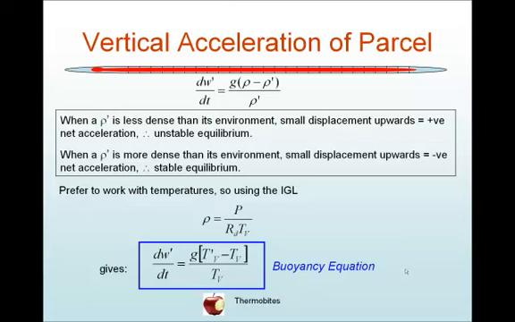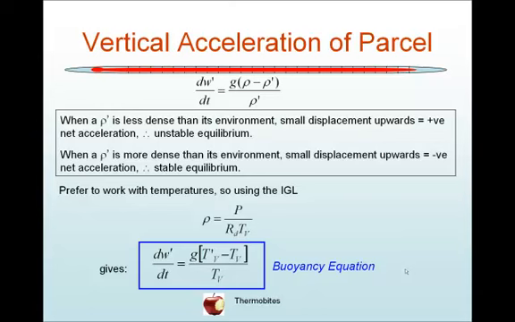So here's our equation, and I've more or less said this already. When a parcel is less dense than the environment, then a small displacement upwards will give a positive net acceleration, and so we say that's unstable equilibrium. A small vertical displacement results in upward motion of the parcel. When ρ′ is more dense than its environment, a small displacement upwards will result in a negative net acceleration. So it's a stable equilibrium.